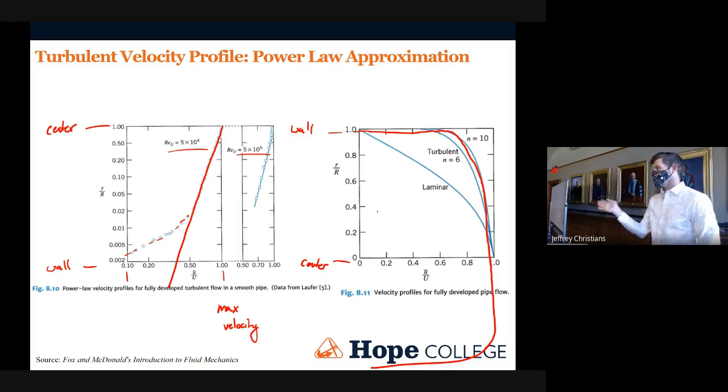Once we get close to the wall, things are different. But throughout a majority of the pipe, from there to there, we're pretty much at the maximum velocity, at the same velocity everywhere. But we could use a model like the power law model to get better descriptions, where we don't have to assume just uniform velocity. We can say, let's assume it looks like this, and then we can use that.